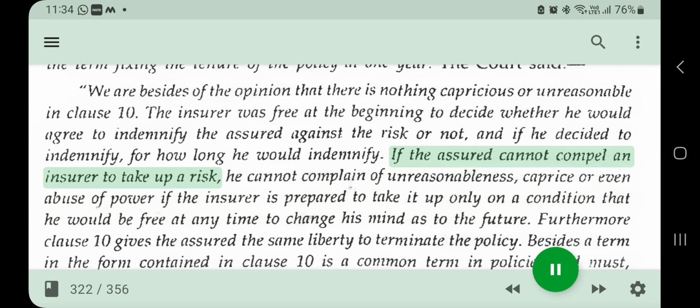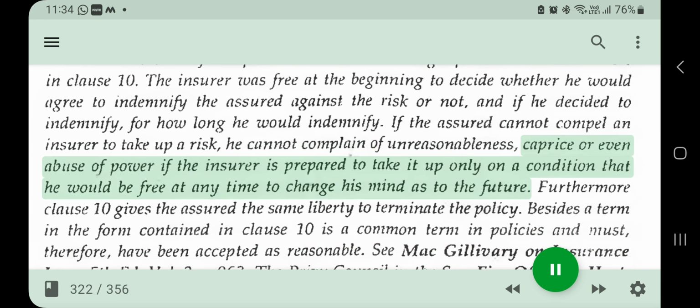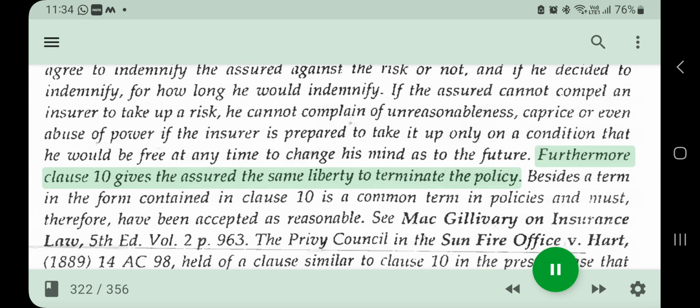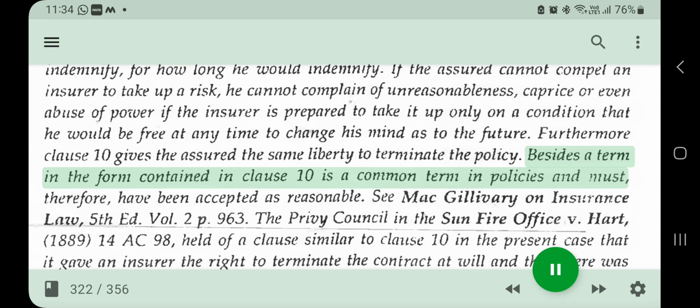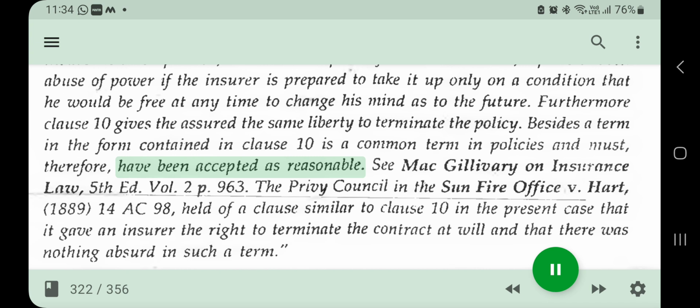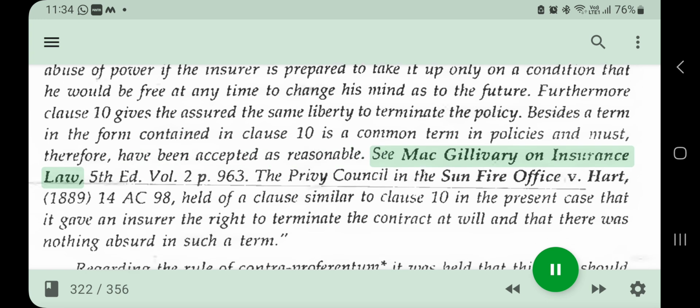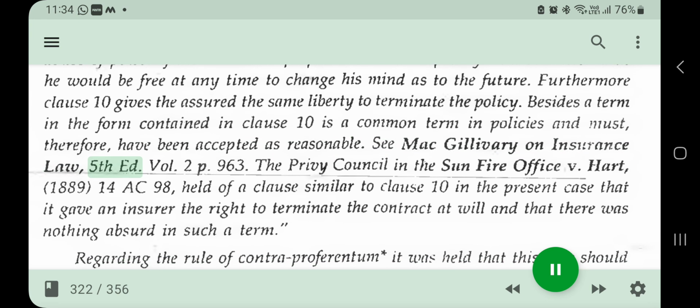If the assured cannot compel an insurer to take up a risk, he cannot complain of unreasonableness, caprice, or even abuse of power if the insurer is prepared to take it up only on a condition that he would be free at any time to change his mind as to the future. Furthermore, Clause 10 gives the assured the same liberty to terminate the policy. Besides, a term in the form contained in Clause 10 is a common term in policies and must, therefore, have been accepted as reasonable. See McGillivray on Insurance Law, 5th ed., Vol. 2, p.